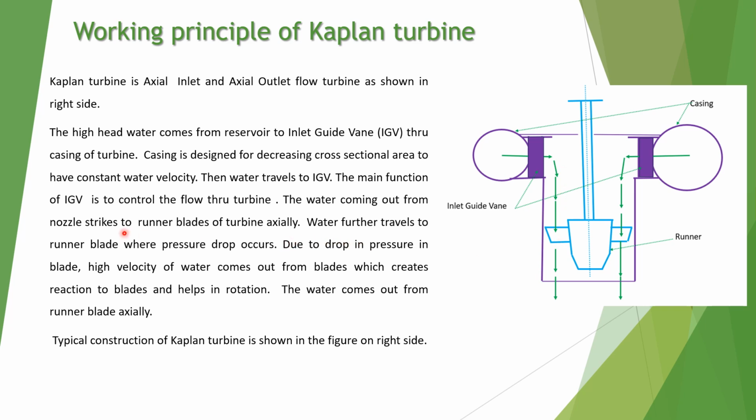Water further travels to the runner blade where pressure drop occurs. Here pressure drop occurs, and due to the drop in pressure, high velocity water comes out from the blade. The high velocity coming out from the blade creates reaction on the blade and helps in rotation. The water comes out from the runner blade axially, which is shown here. So the typical construction of the Kaplan turbine is shown here on the right side.